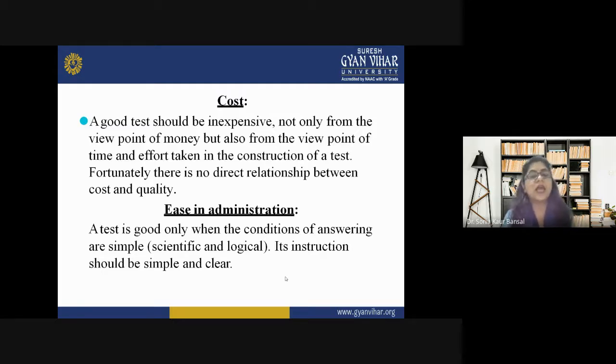Then ease of administration. We are saying that testing should not be very complicated or very difficult to administer on a population or a sample. Testing is good only when the conditions of answering are simple, scientific, and logical. Its instructions should be very simple and clear, and understandable by the students.